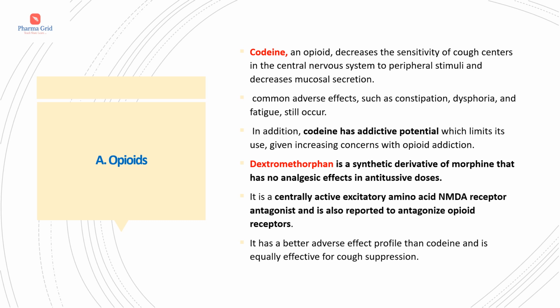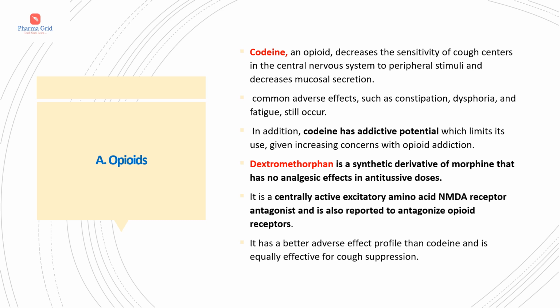So under antitussives, the first category of drug is opioids. Codeine and dextromethorphan are opioid drugs that have antitussive properties. First of all, codeine is an opioid that decreases the sensitivity of cough centers in the central nervous system to peripheral stimuli and decreases mucosal secretion. Common adverse effects such as constipation, dysphoria, and fatigue still occur. In addition, codeine has addictive potential, which limits its use given increasing concerns with opioid addiction. So an important disadvantage of codeine is its greater addictive potential.